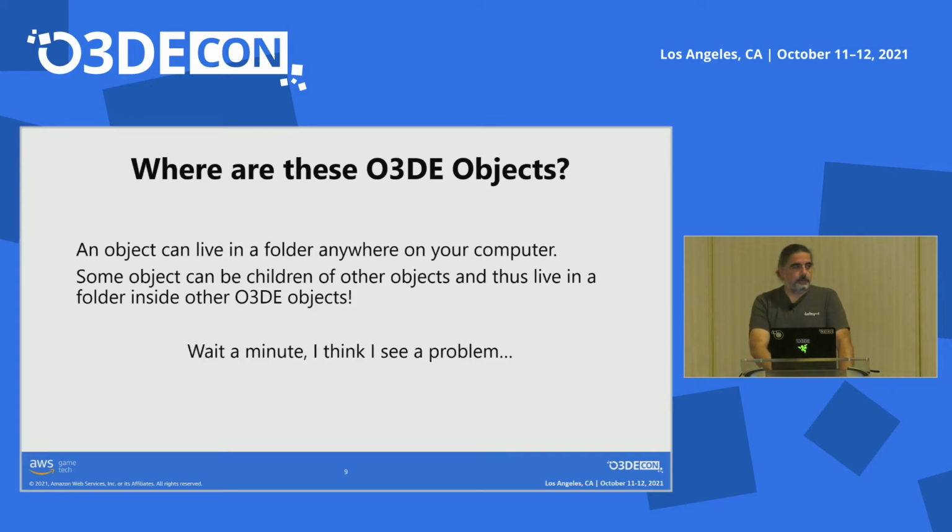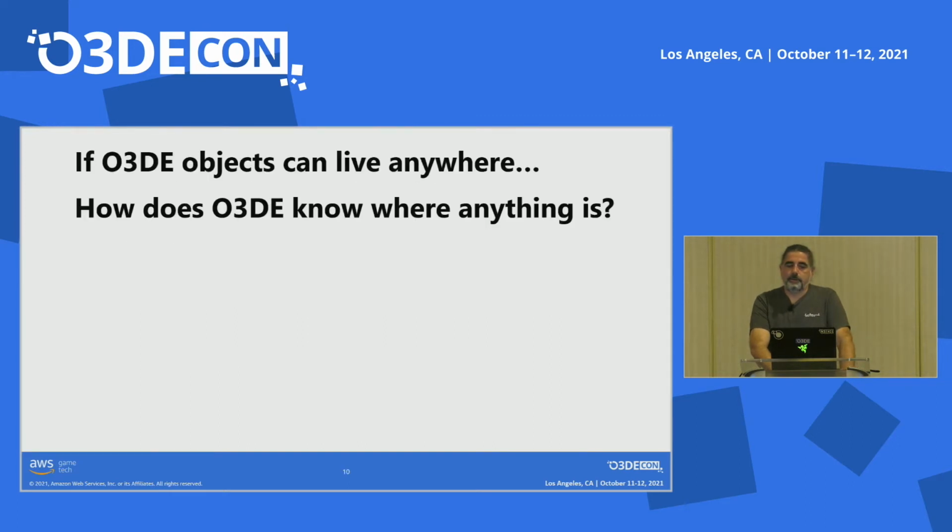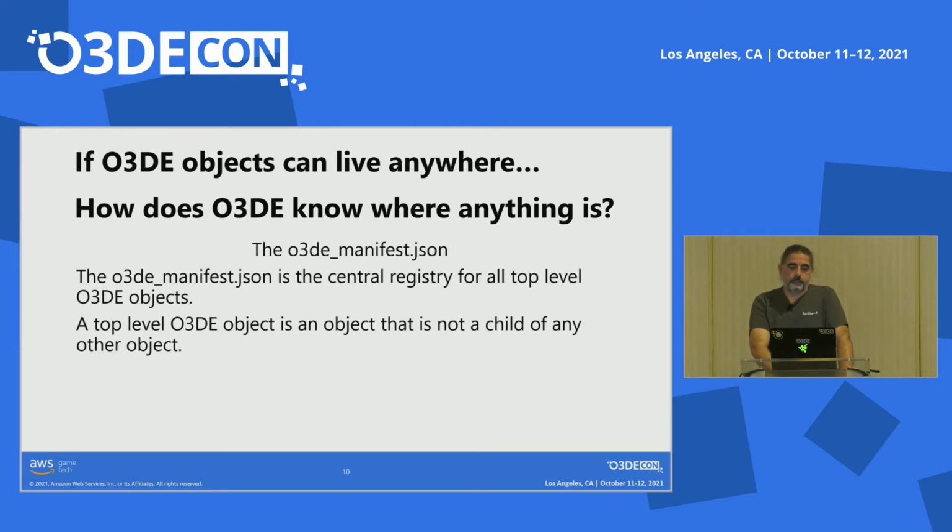And the astute among you might think, oh, I think I see a problem. If the O3D objects can live anywhere, how does O3D know where they are? Well, that's what the O3D manifest JSON is. It's a user level object, and this describes all top level objects. A top level object is something that has no parent. Sometimes you'll hear it referred to as a root object. These objects are always found in the O3D manifest JSON.